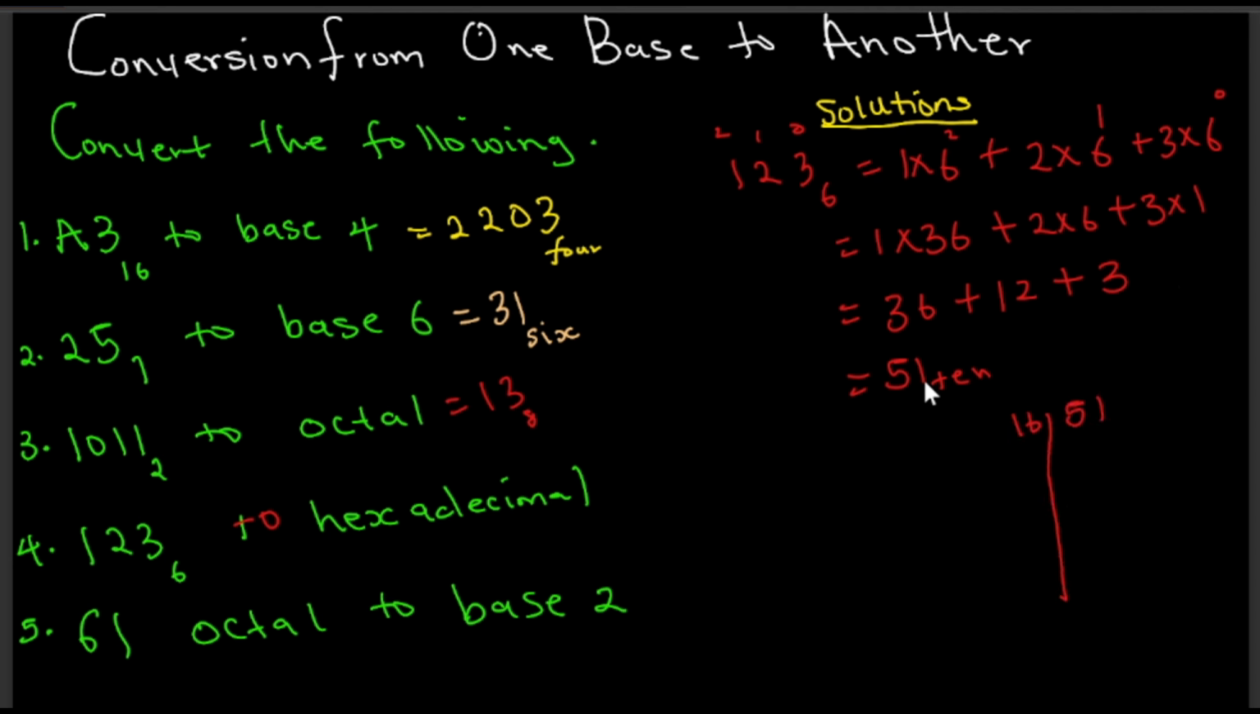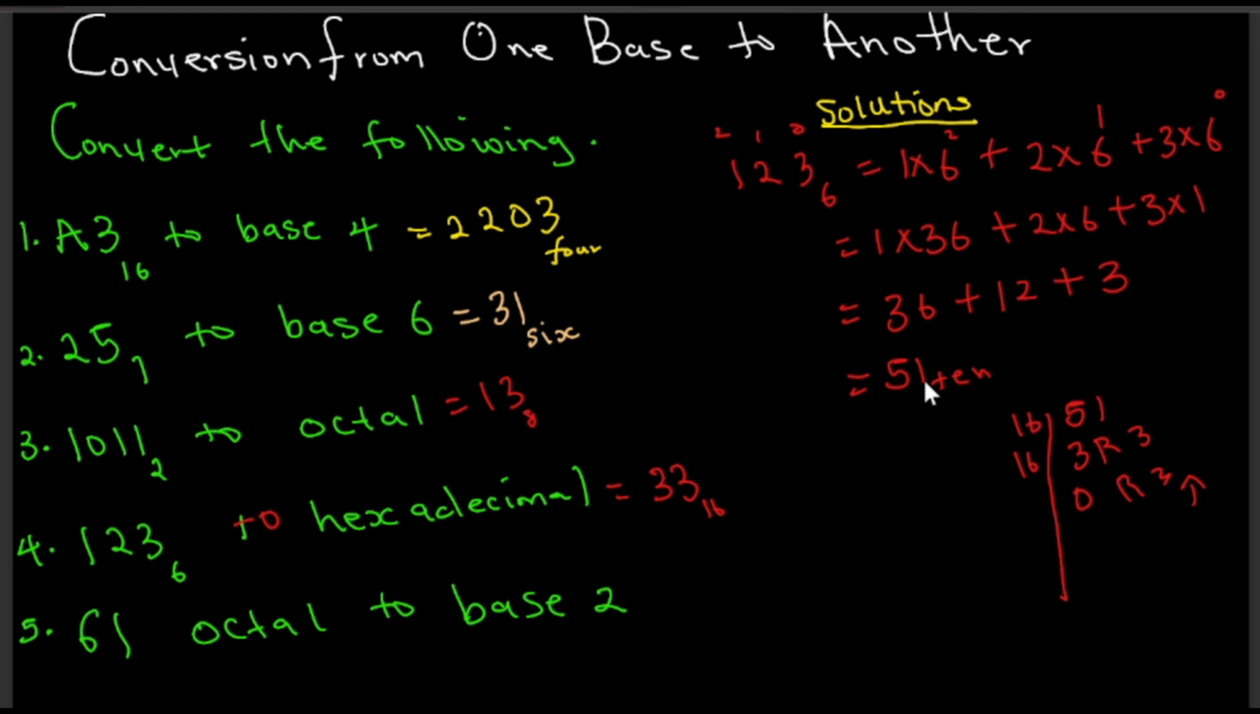51 divided by 16 is 3, remainder 3. 3 divided by 16 is 0, remainder 3. So this would give us 33 base 16, which is hexadecimal. Alright, so that's it for conversion of this.